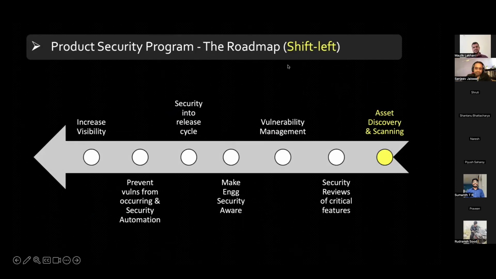In product security, they say that you shift left. So here we will start from the first step, which is asset discovery and scanning. Then we will move towards the second step, which is security reviews of critical features. Then we'll go towards vulnerability management. How do you make your engineering org security aware? Then how do you get into the release cycle or sprint cycle of your org? Then how do you prevent vulnerabilities from occurring in the first place?